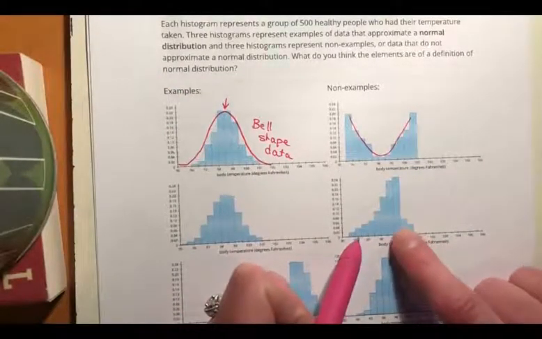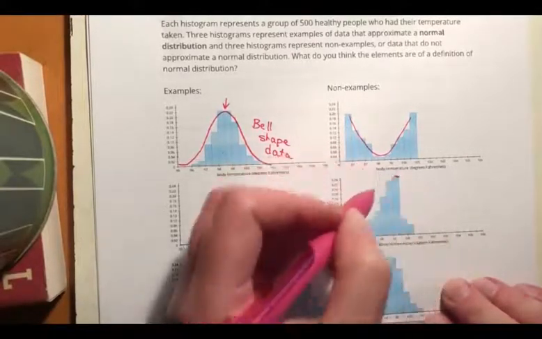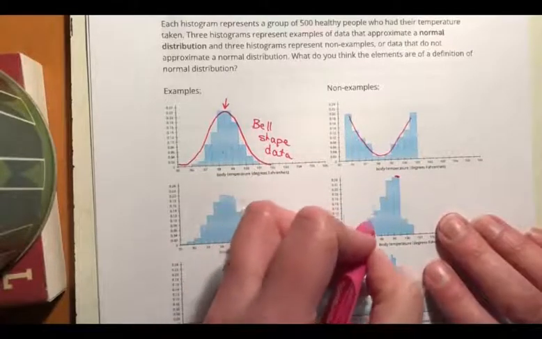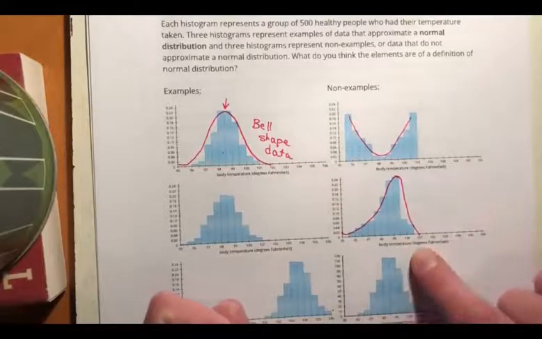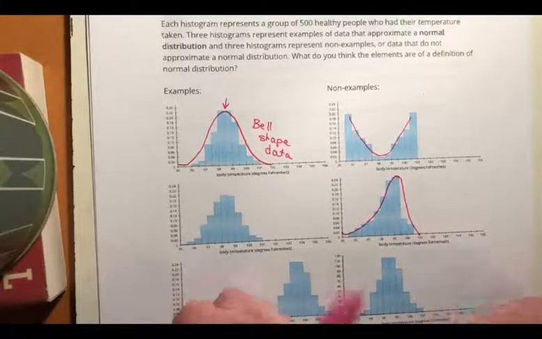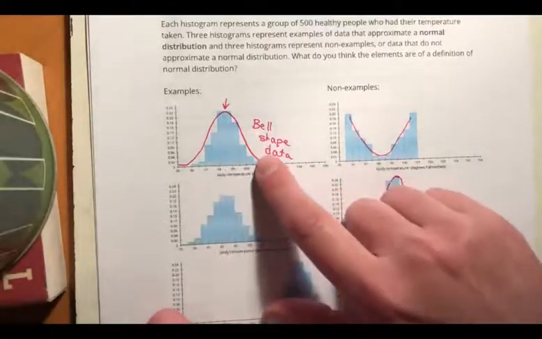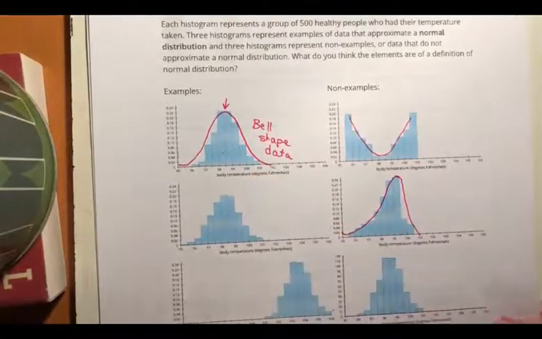On our other non-example, the second one here, our high point looks like it's kind of skewed off to one side, right? So this one has this distribution curve that looks like this. And the fact that it drops off drastically on one side means that it's not a normal distribution curve. We're looking for this really nice, really even, symmetrical kind of shape.